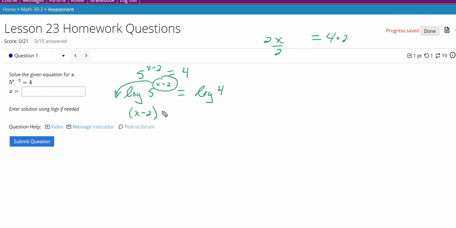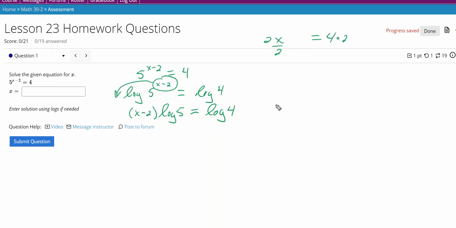Because the whole thing's coming down, times log 5 is equal to log 4. And now I know this looks confusing, right? Because you guys haven't worked with logs very often, but this is just a number, right? You could put that in your calculator and you're going to get a number out of it. Okay? And this is just a number. Okay, so we're going to handle it the same way.